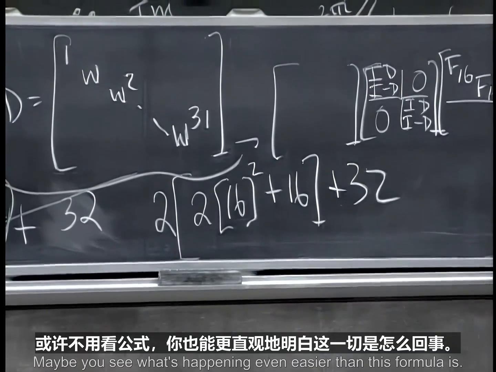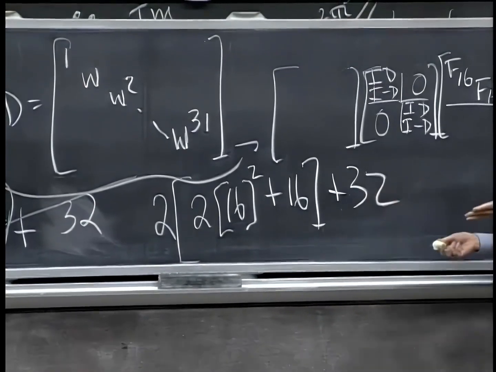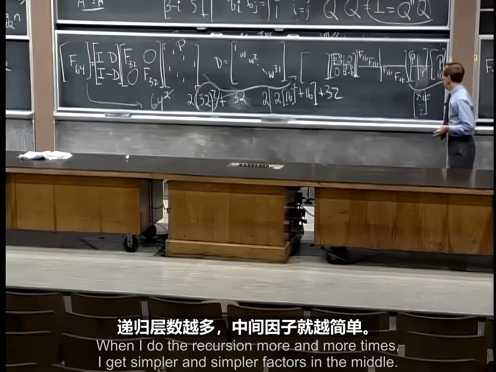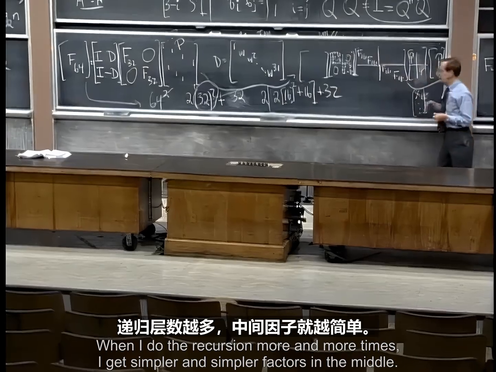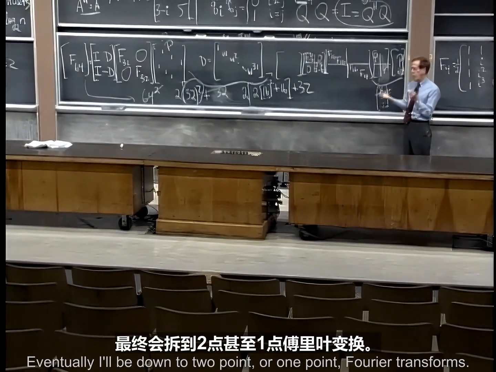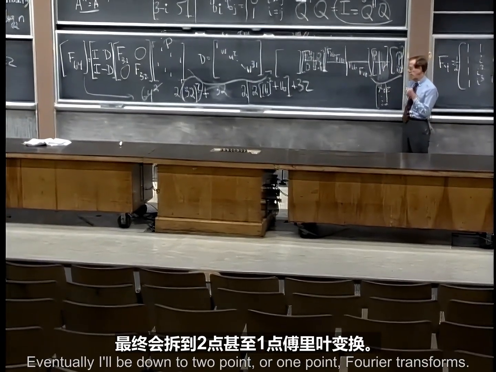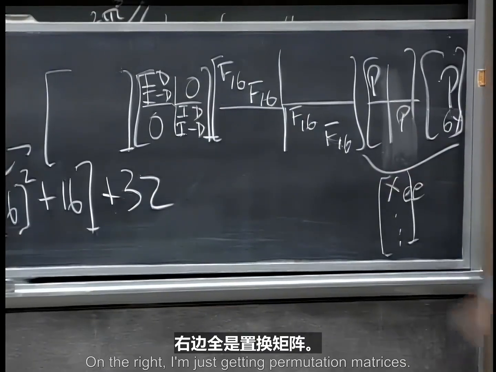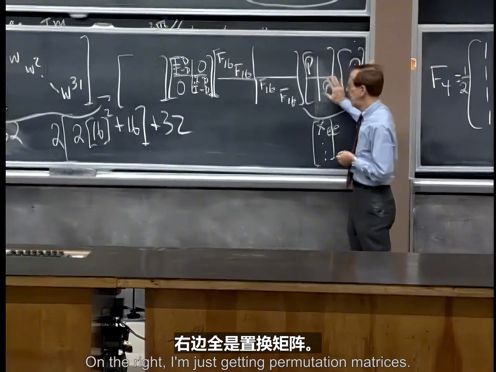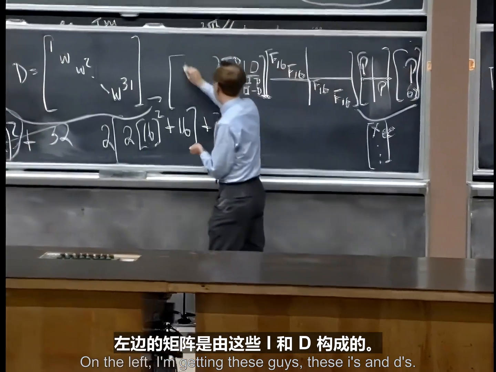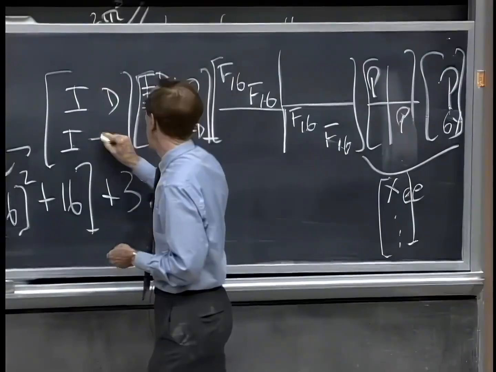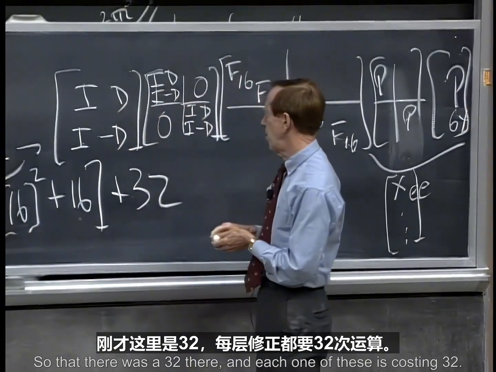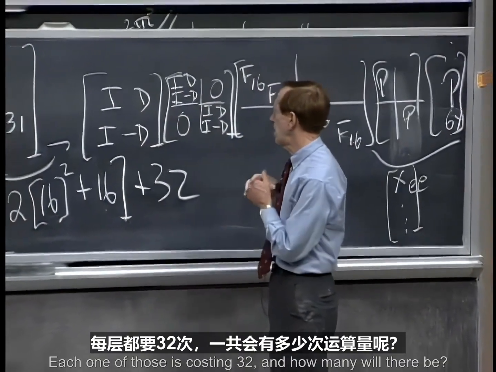Maybe you see what's happening even easier than this formula is. When I do the recursion more and more times, I get simpler and simpler factors in the middle. Eventually, I'll be down to 2-point or 1-point Fourier transforms. But I get more and more factors piling up on the right and left. On the right, I'm just getting permutation matrices. On the left, I'm getting these I's and D's. So that there was a 32 there, and each one of these is costing 32.